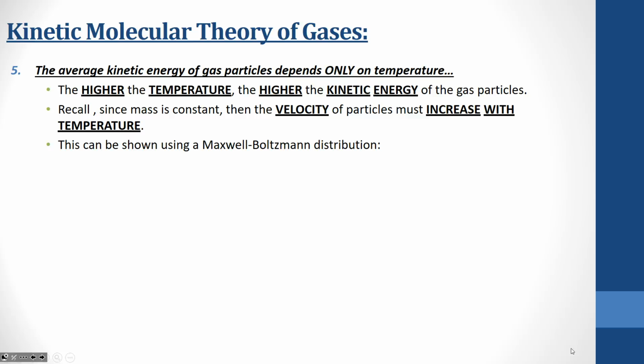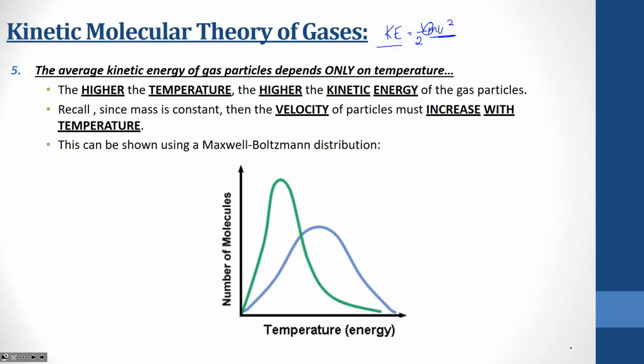So if you've taken physics, you may have seen this equation: KE, kinetic energy, is 1/2 mv squared. So since mass is constant, the energy is completely proportional to the velocity. In other words, if we speed up molecules, the kinetic energy of them increases. And we can show this using a Maxwell-Boltzmann distribution.